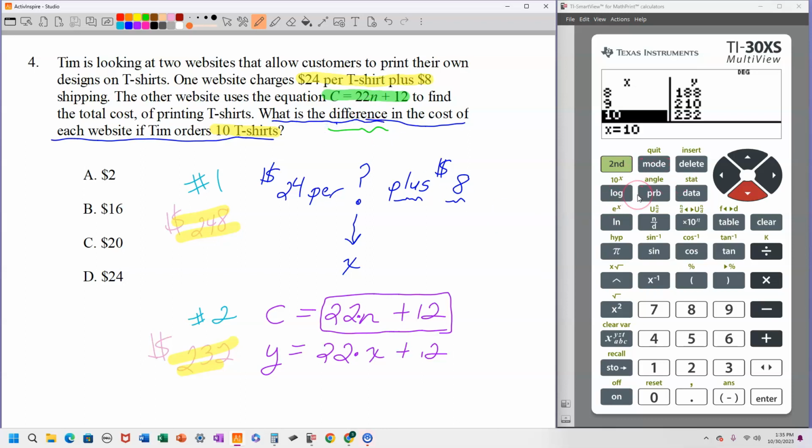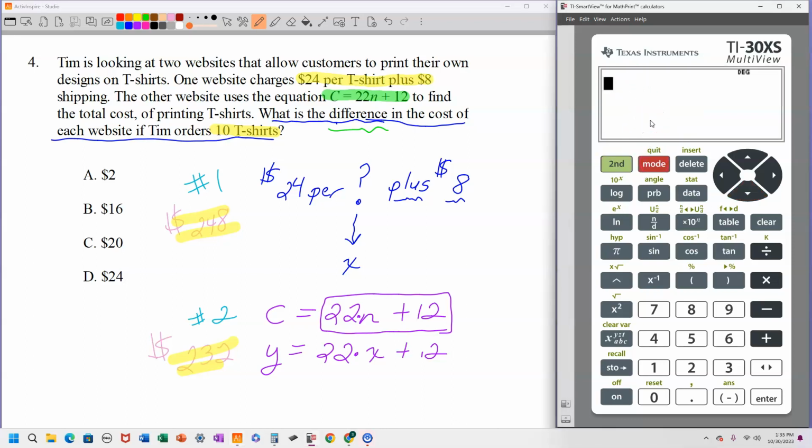So let's just go to our regular calculator. To get out all of this, you can just quit. So the quit's in green. To access it, hit the second button. So it's second mode. See? Now, none of my table stuff cleared out. I just went back to the home screen.